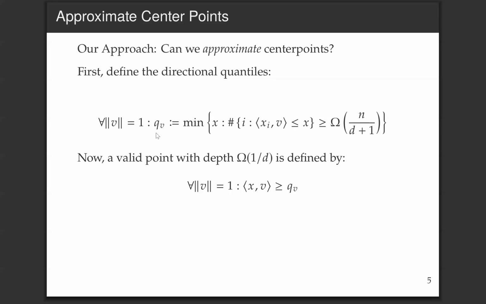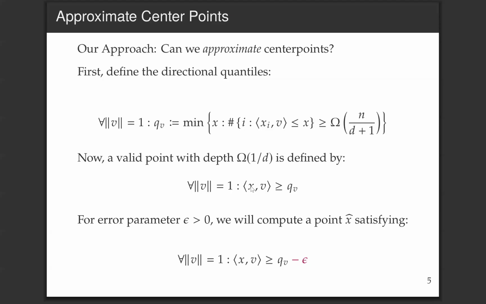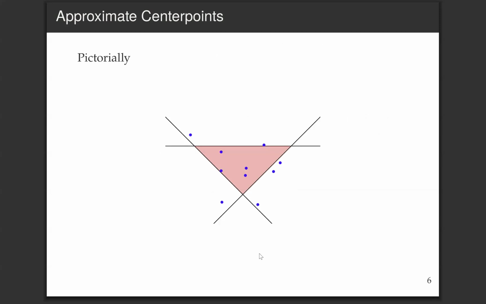And now any valid point with depth omega of 1 over d is such that its projection along every direction V is greater than the quantile Q_V. Okay? And the notion of approximation that we will use in this paper will be defined by some error parameter epsilon. And we're going to relax the set of linear constraints in the equation here by an epsilon factor. So we're only going to ask for a point which approximately satisfies all of these linear constraints. And we're going to measure our runtime additionally as a function of epsilon.